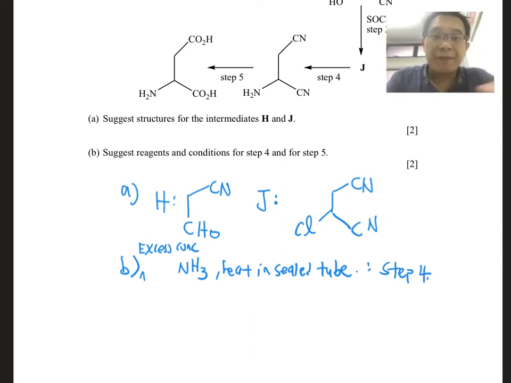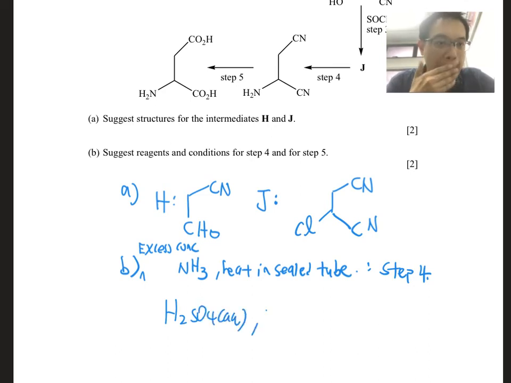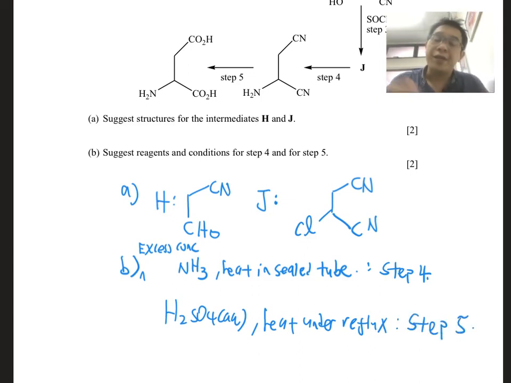For step number 5, from here to here, what do you notice? The CN becomes a COOH. So what do we do here? You'll be using aqueous H2SO4, then heat under reflux. This will be step number 5. This is how you solve the question.